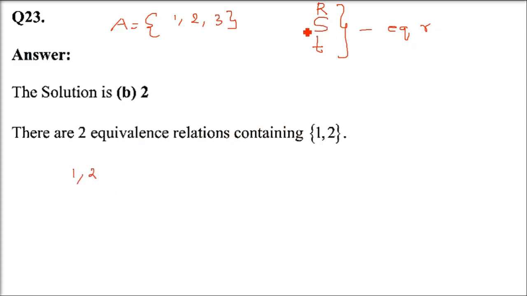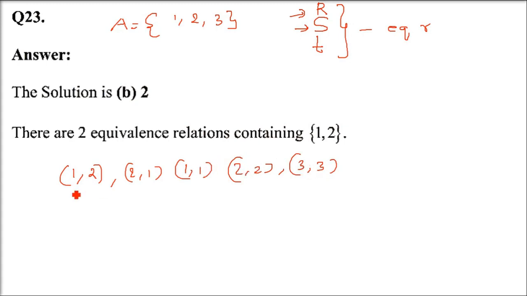That means, first we'll talk about symmetric. If (1, 2) is there, (2, 1) has to be there because it is symmetric. In order to have reflexive, (1, 1), (2, 2) and (3, 3) we have to add.